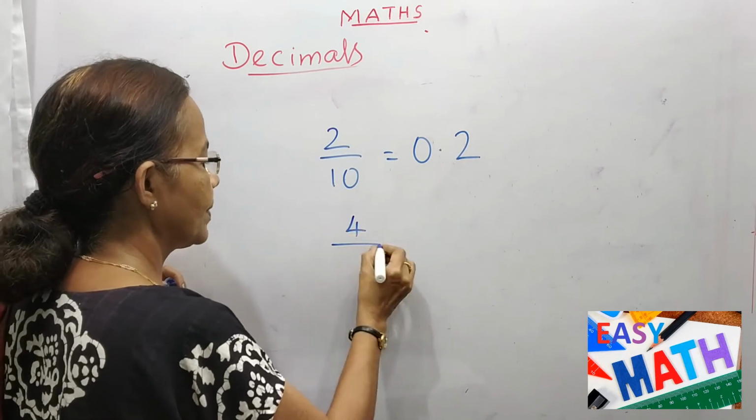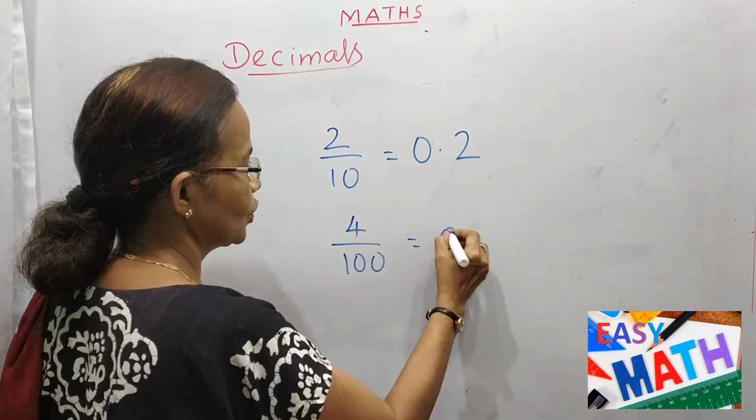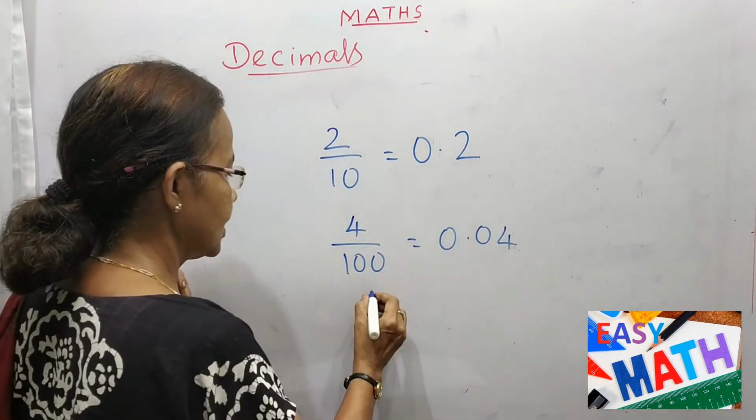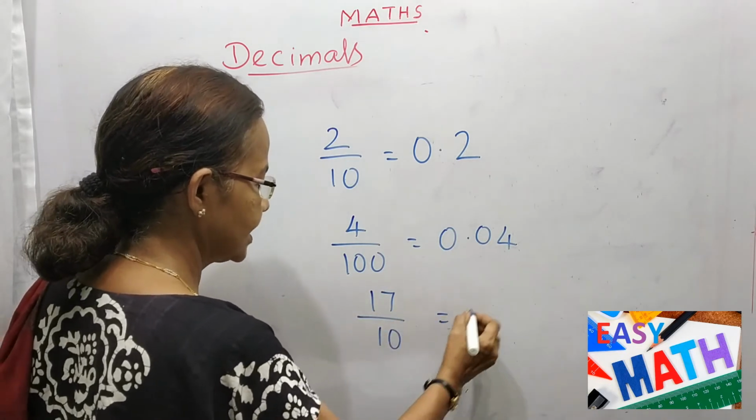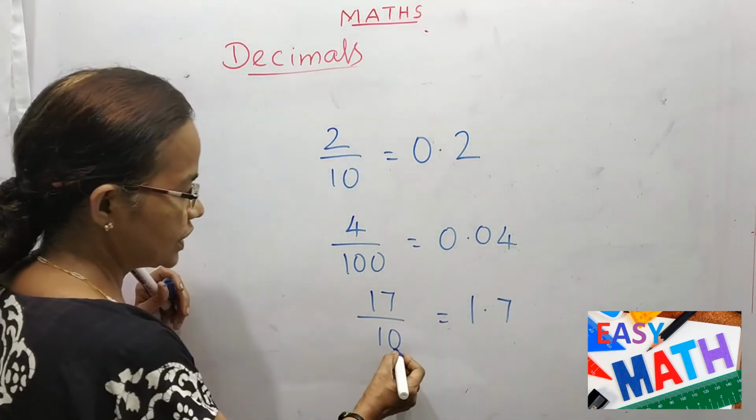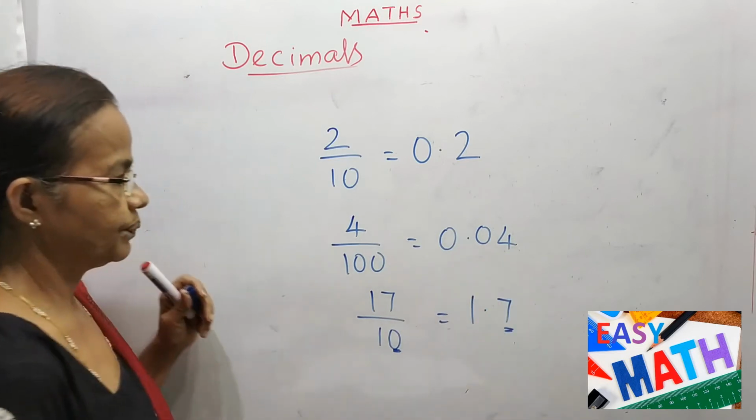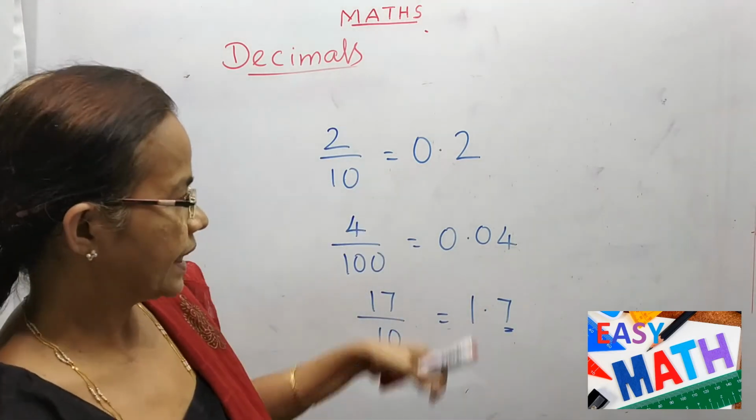Then 4/100 is equal to 0.04. Then 17/10 is 1.7. If there is one zero, one digit comes after the decimal point. That I will explain in the next video.